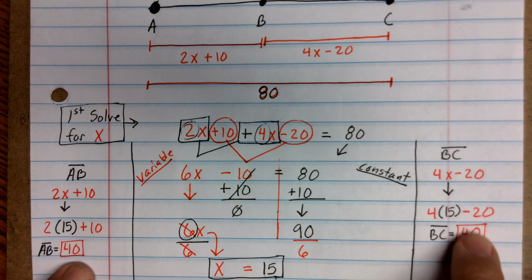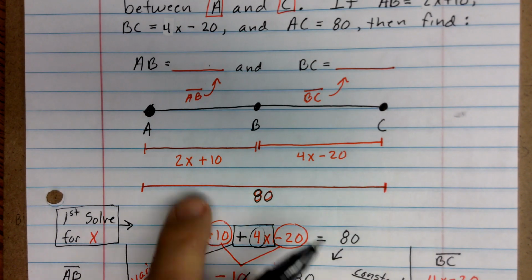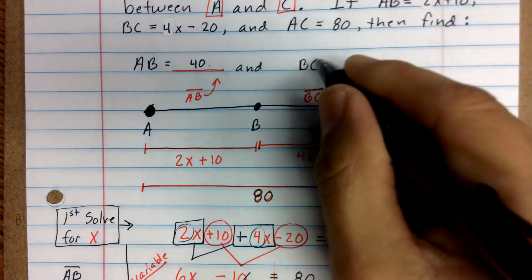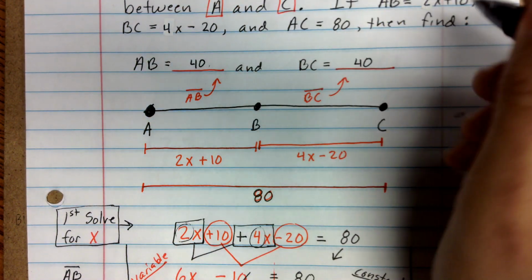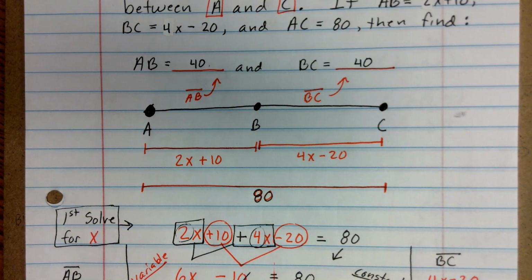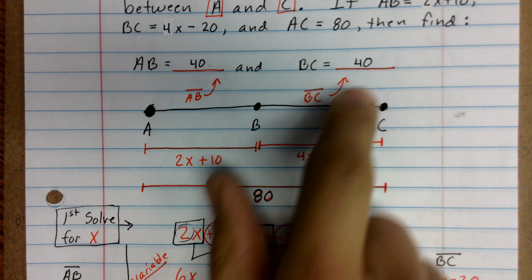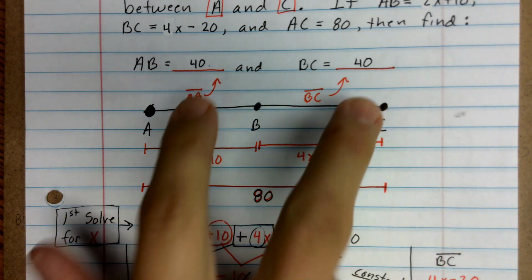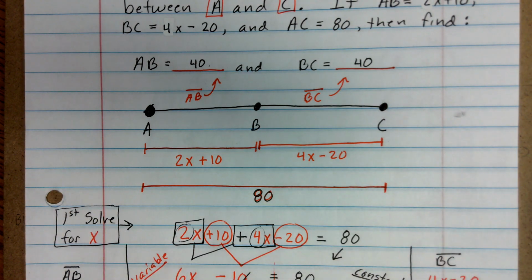So we're just going to write our final answers up here. When it says, what is AB? I'm going to go ahead and write 40. And what is BC? It is 40. And that's how you solve this type of problem. Now keep in mind, you may not always get the same value on each side. It depends on the problem and where that midpoint is, where this middle point is. It may not be a midpoint. They can move it over a little bit. But in this case, both sides were 40. Go ahead and solve this problem on your worksheet now.